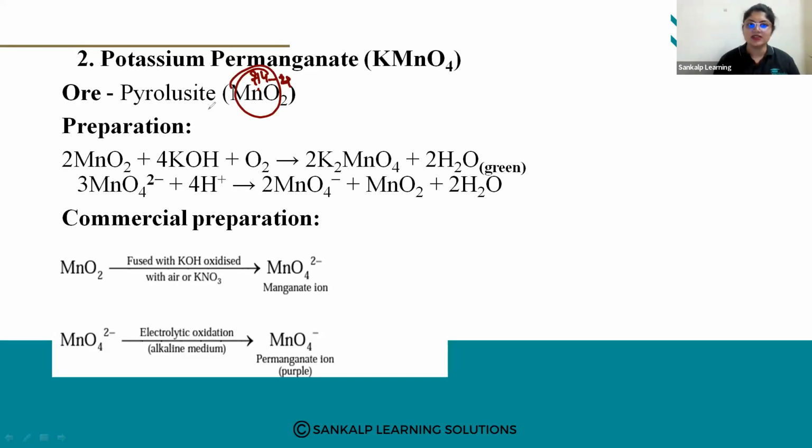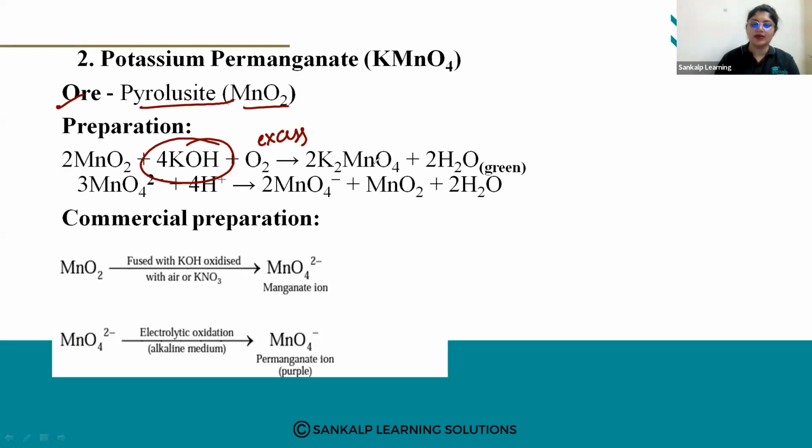So first we'll see the preparation. Structures we'll see in the next class. Both these preparations we'll see today, and structures I'll continue in the next class. So now the ore, pyrolusite, that is MnO2. How is the preparation? The pyrolusite ore is treated with potassium hydroxide. Potassium hydroxide is a strong base. It is treated in excess of oxygen.